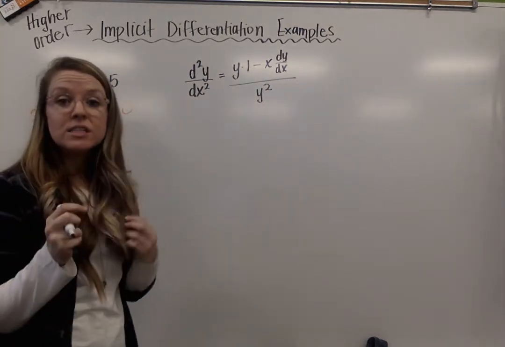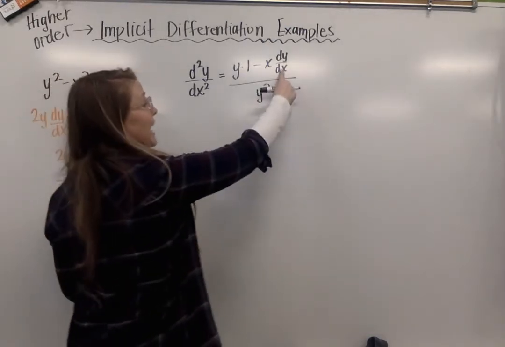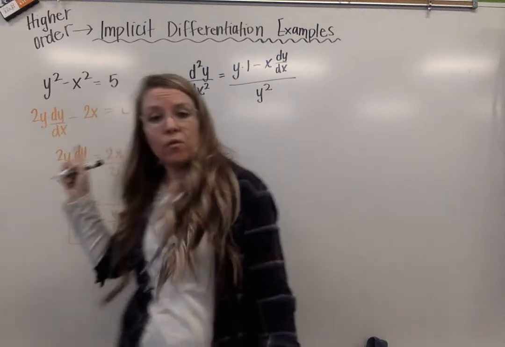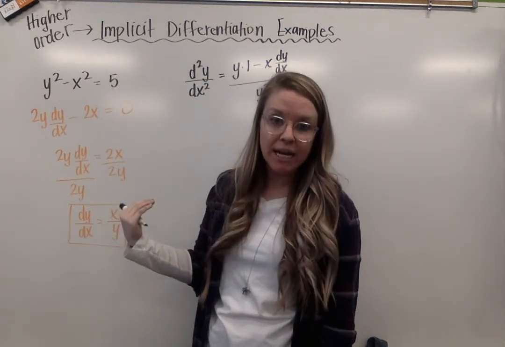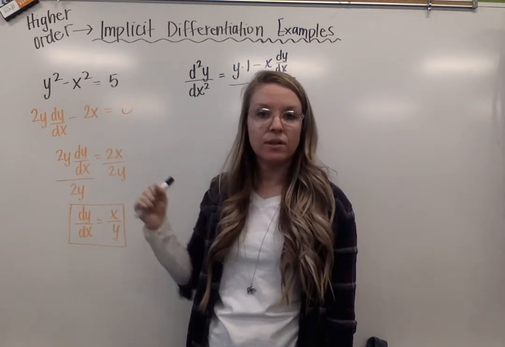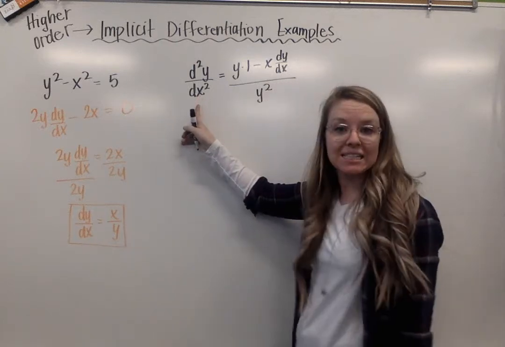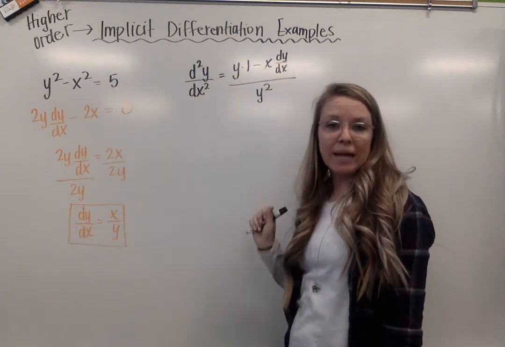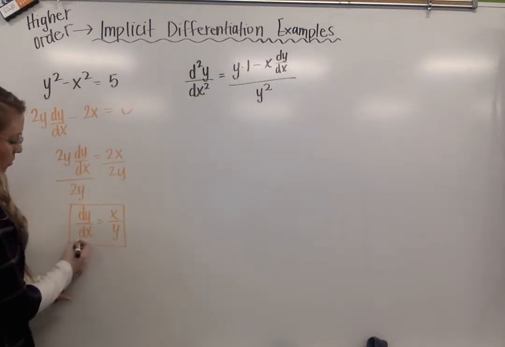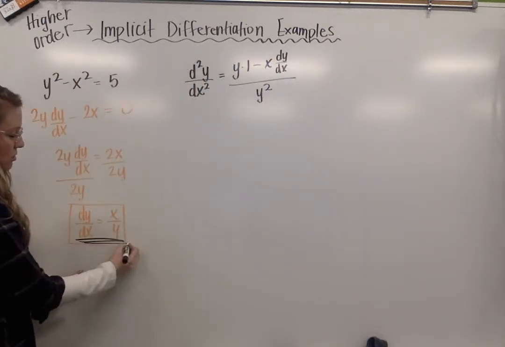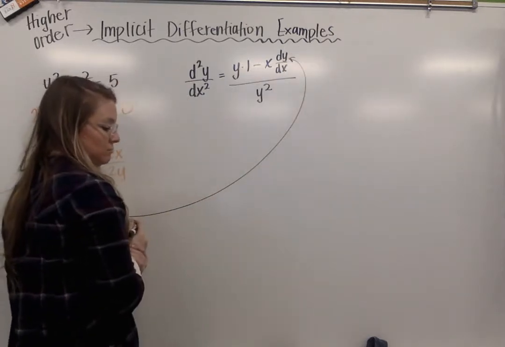All right, so this is where higher orders with implicit gets a little bit interesting. I have a dy/dx. For this derivative, we had a dy/dx and we isolated the dy/dx. That's the whole point of finding that derivative. But here, I'm looking for the second derivative and I already have that isolated. So what do I do with my dy/dx? This is kind of cool because we already know what dy/dx equals.